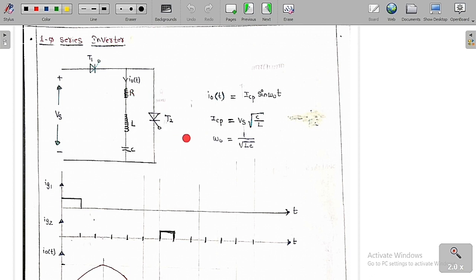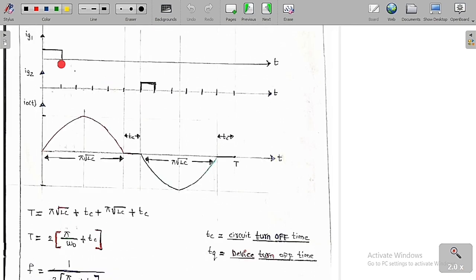Whenever T1 and T2 are on, I am going to assume that the resistance is nearly 0, a very small value. Whenever T1 is on and T2 is off, we get I naught of T equal to ICP into sine of omega naught T, where ICP is equal to Vs into square root of C by L, whereas omega naught is equal to 1 by square root of LC. These are the important points whenever T1 is on and T2 is off.